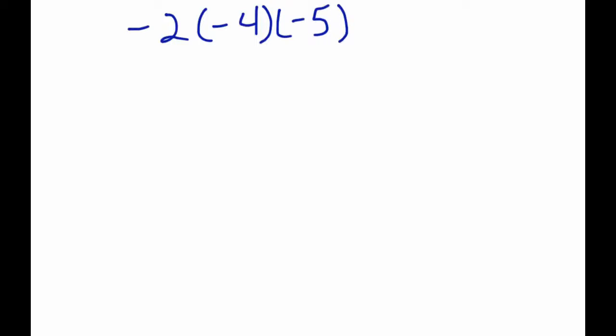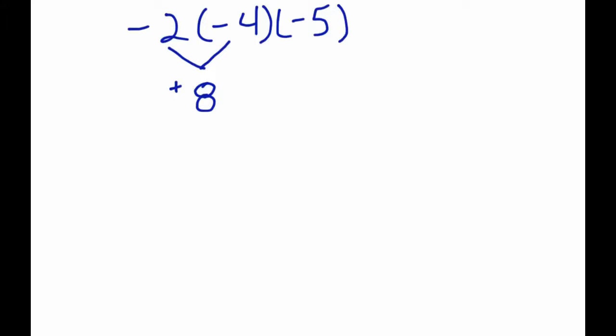Okay. Last problem. Negative 2 times negative 4 times negative 5. We have 3 this time, but no problem. Just take your time and do 2. Do the first 2 starting from left to right. So I will do negative 2 times negative 4. 2 times 4 is 8. We have 2 negatives. They're the same. Therefore, our answer will be positive.